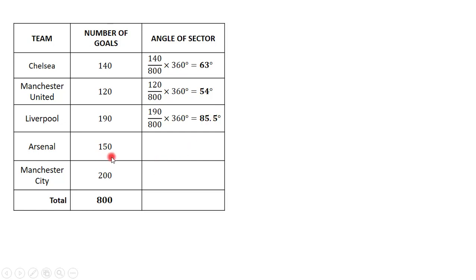85.5 degrees. The angle of sector for Arsenal will be equal to the number of goals scored by Arsenal, which is 150, divided by the total number of goals, which is 800, times 360, and that will give us 67.5 degrees. And finally, the angle of sector for Manchester City will be equal to the number of goals scored by Manchester City, which is 200, divided by the total number of goals, which is 800, times 360 degrees, and that will give us 90 degrees.